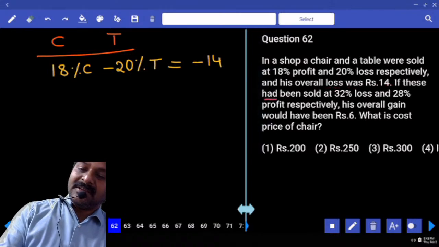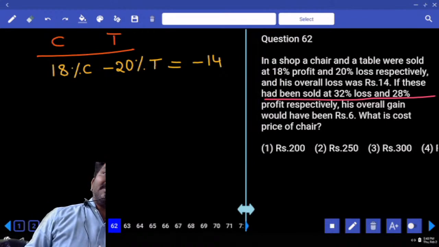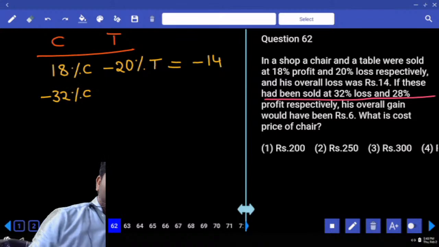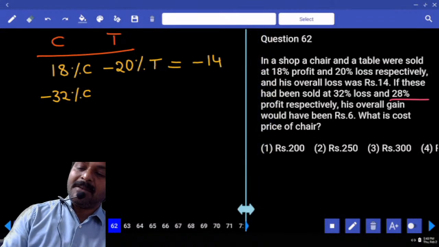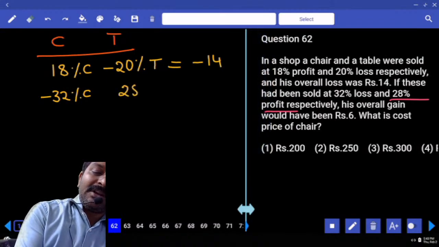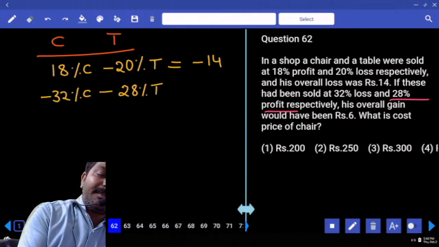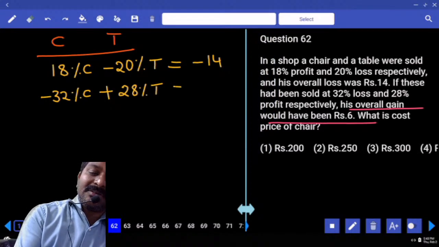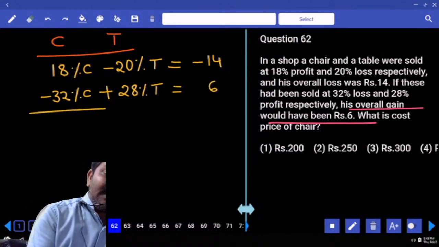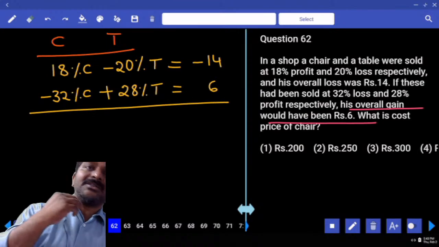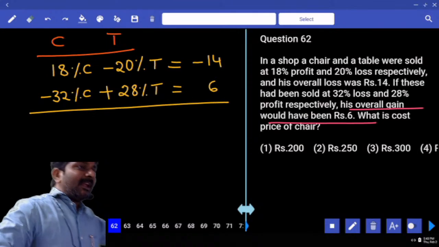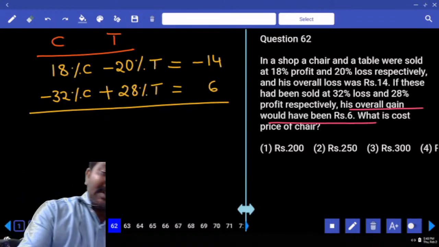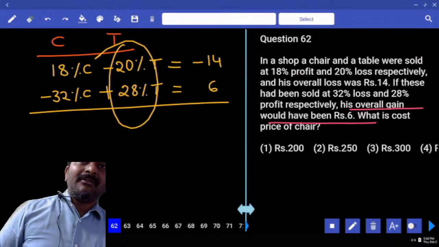Next case, they had been sold at 32% loss, minus 32 on C, 28% profit, 28% T. Profit positive. Overall gain would have been 6 rupees. Overall gain 6. Now we were asked to calculate the cost price of the chair. If you want to calculate the chair cost, you need to cancel the table. Yes? What is the LCM for these two numbers? 140.